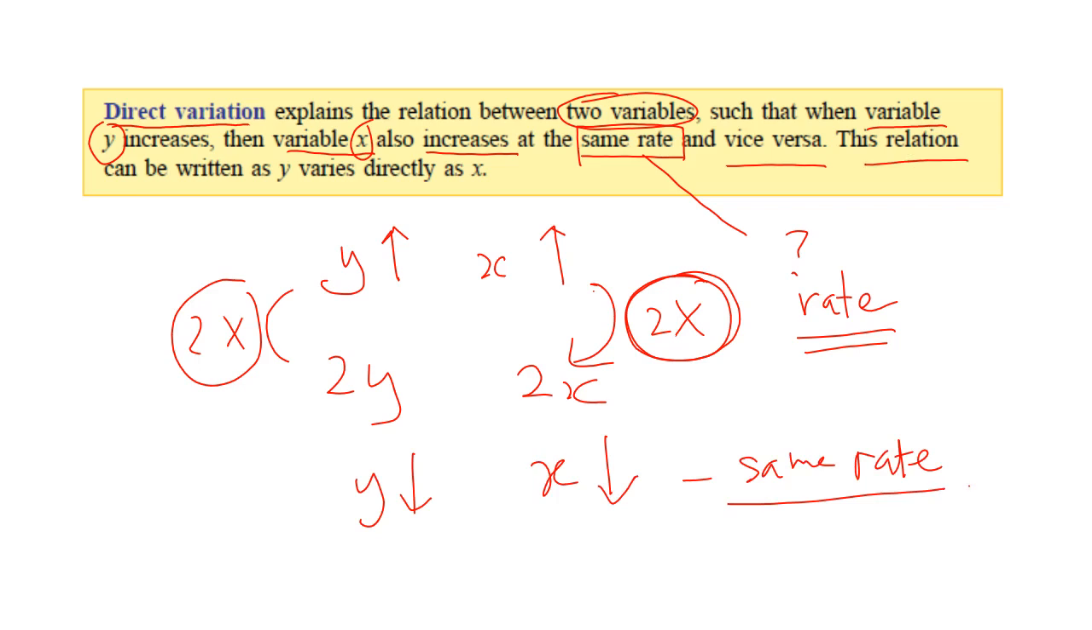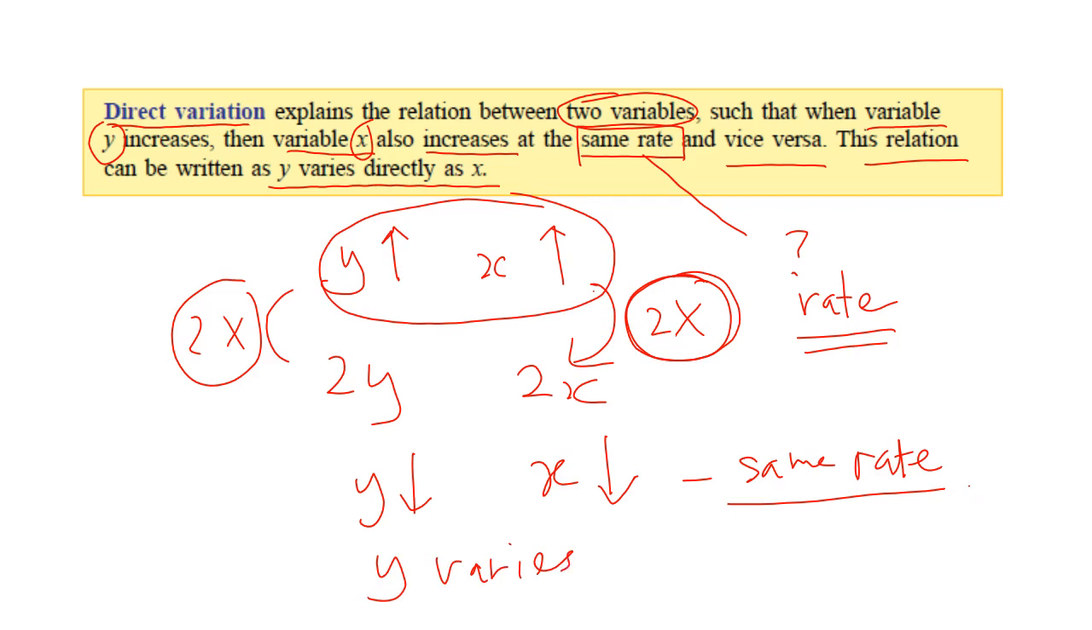This relation can be written as y varies directly as x. If this happens, when y increases, x increases with the same rate, we can say y varies directly as x.